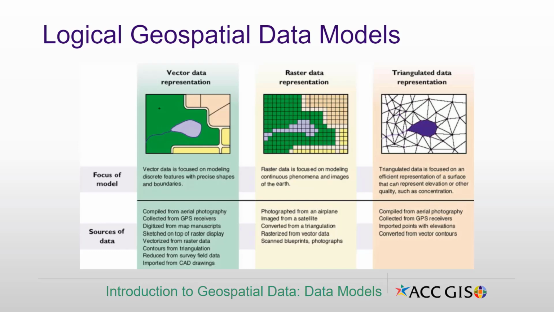Last, triangulated data is focused on an efficient representation of a surface that can represent elevation or other qualities such as concentration, utilizing triangles, or what we refer to as faces. So again, we're mapping the same area, but in this case, we're really focused on the topographic nature of the area and how the water, for example, flows over the surface into a creek and then pools in the lake.